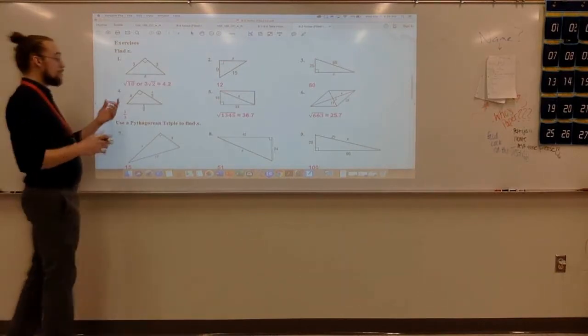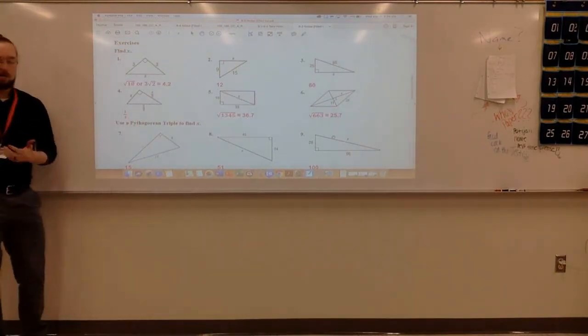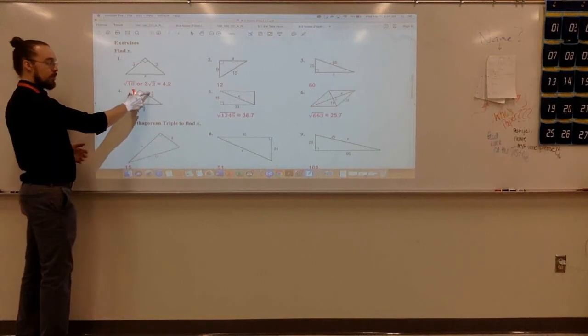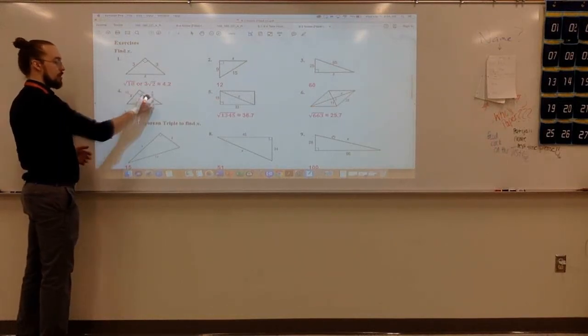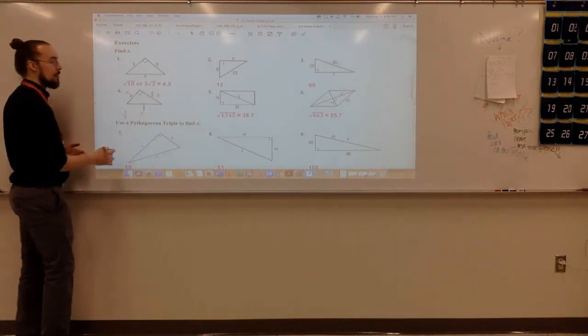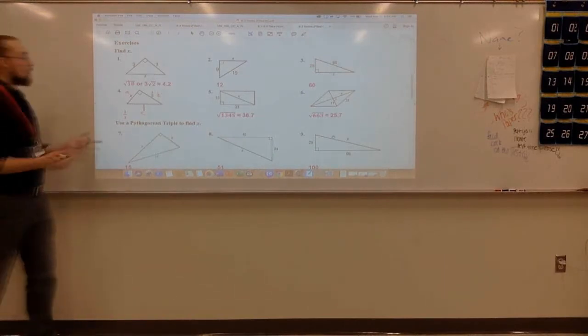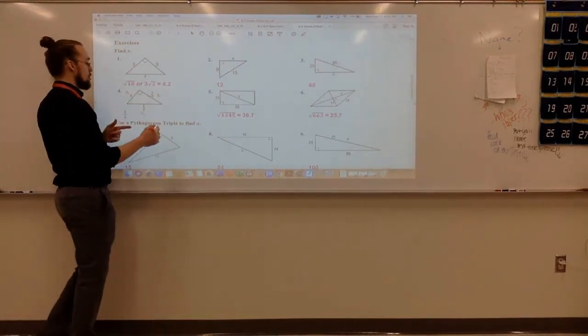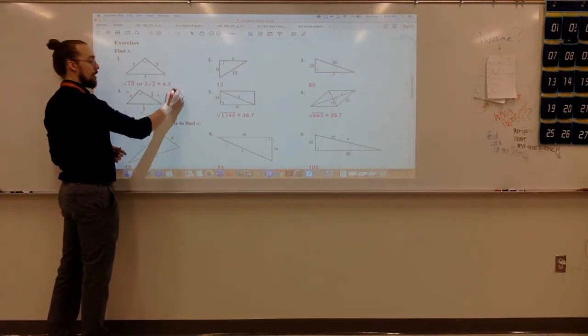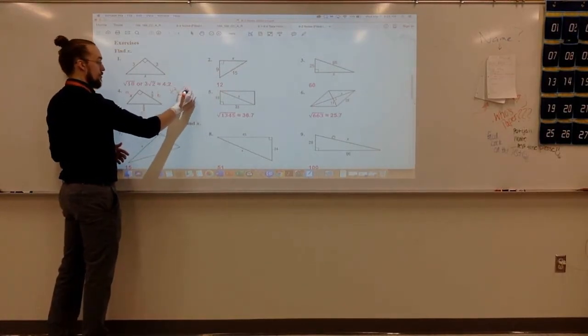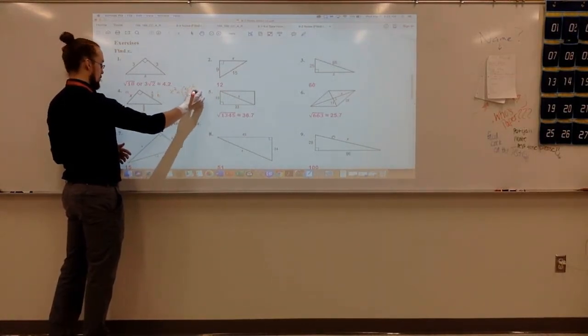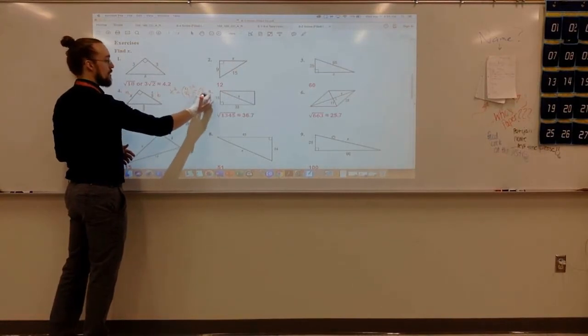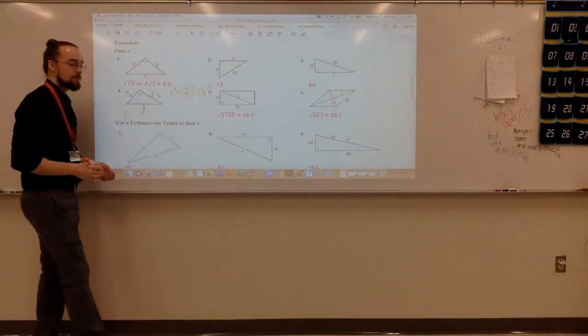On this one, first, if I label my sides A, B, and C, my 2 legs would be up here. So I can say these are my A and B, and then this is my C. If I'm setting this up as A squared plus B squared equals C squared, I would have X squared plus (4/9) squared equals (5/9) squared.